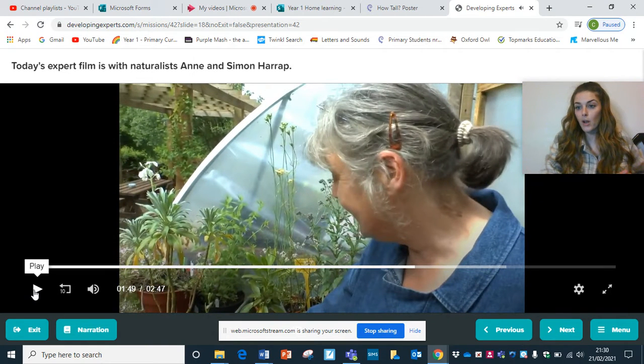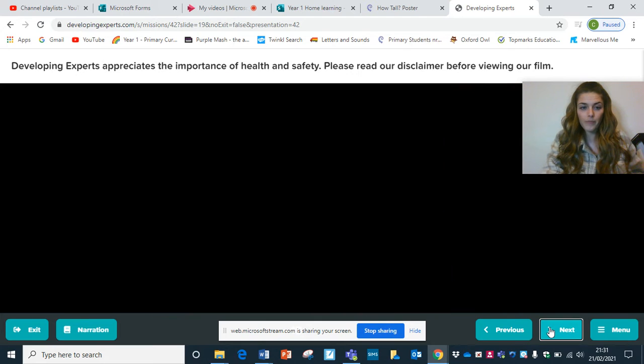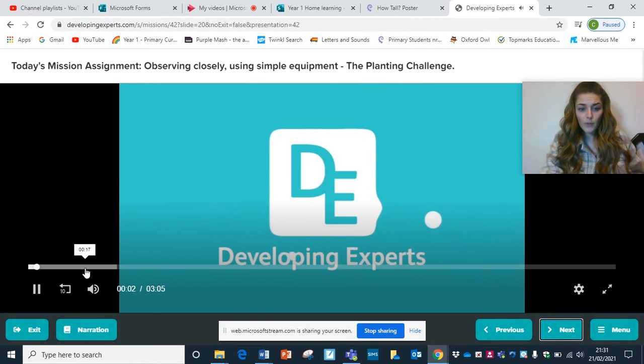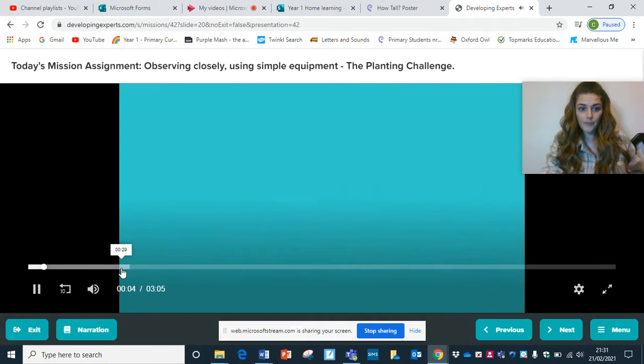So here they're just talking about plants. They're discussing how plants are really important, not only for us, but also for certain animals and flowers as well. If you think of bees, they're really good for our environment. So moving on to the mission assignment now.